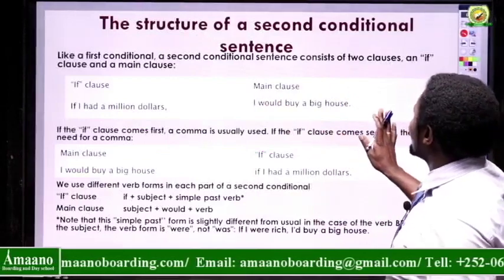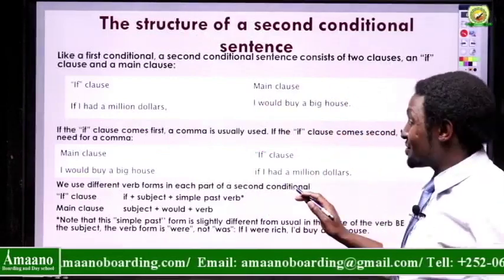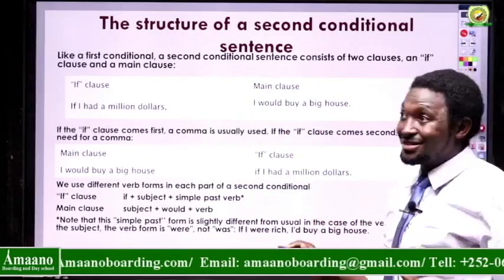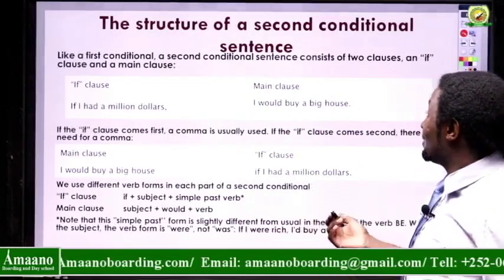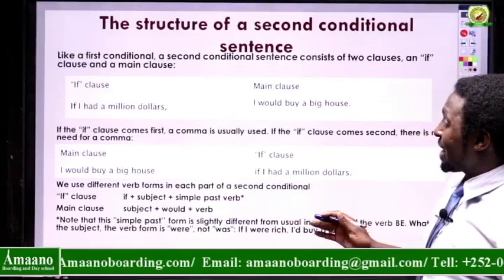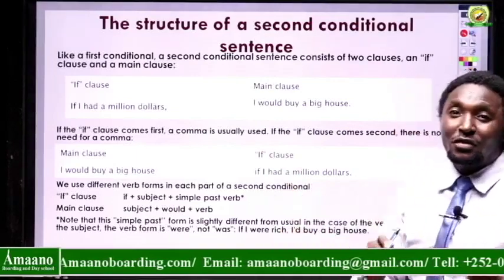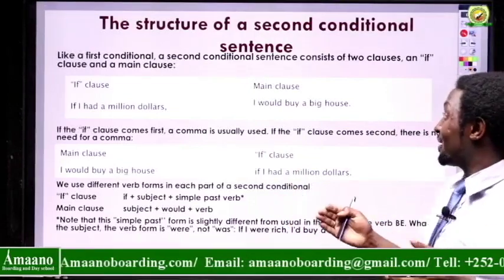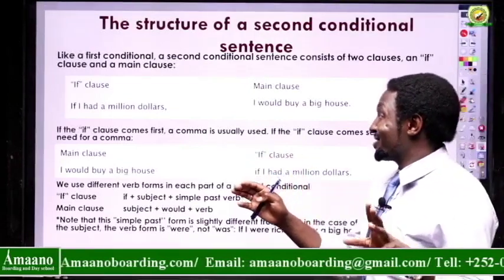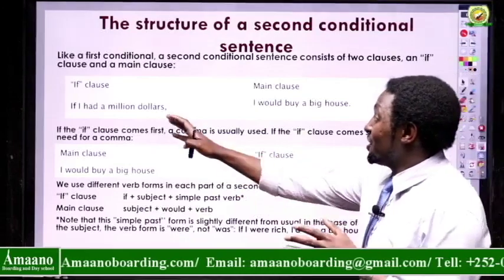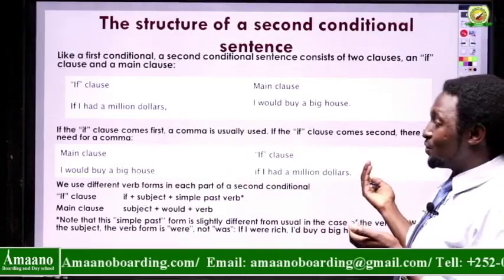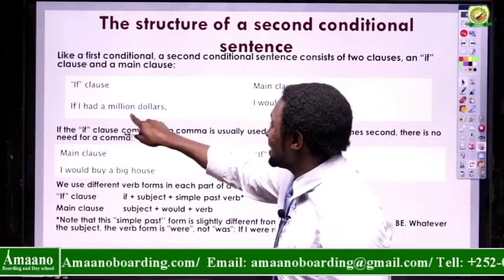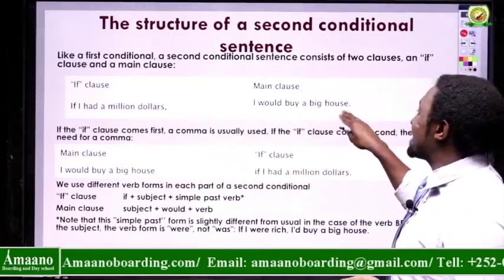Now, the structure of the second conditional. You need to grasp this and grasp it well, because this is what differentiates the second conditional from the first conditional. Now, there is the if clause. The conditionals have the same structure in terms of having two clauses. So the if clause and the outcome clause, we learned that in the previous lesson. So if clause: if I had $1 million, I would buy a big house.